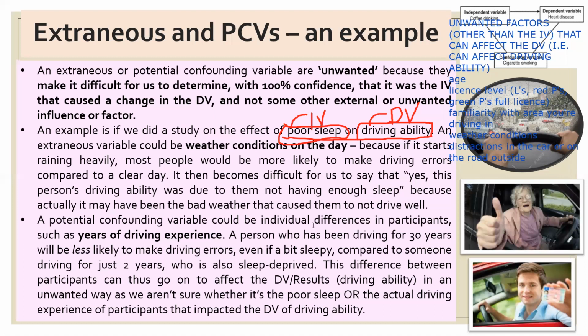Yeah, excellent. So that's basically extraneous and potential confounding variables. Now, usually in a SAC and exam situation, what we do is we just give you a scenario, and then you, just like what we did right now, you just need to brainstorm what are the factors other than the IV that could potentially affect that DV. So to do that, first of all, you need to identify what the IV and DV are in that study, and then brainstorm all the factors other than that IV. So in this case, other than poor sleep, that can affect the DV, which in this case was driving ability.